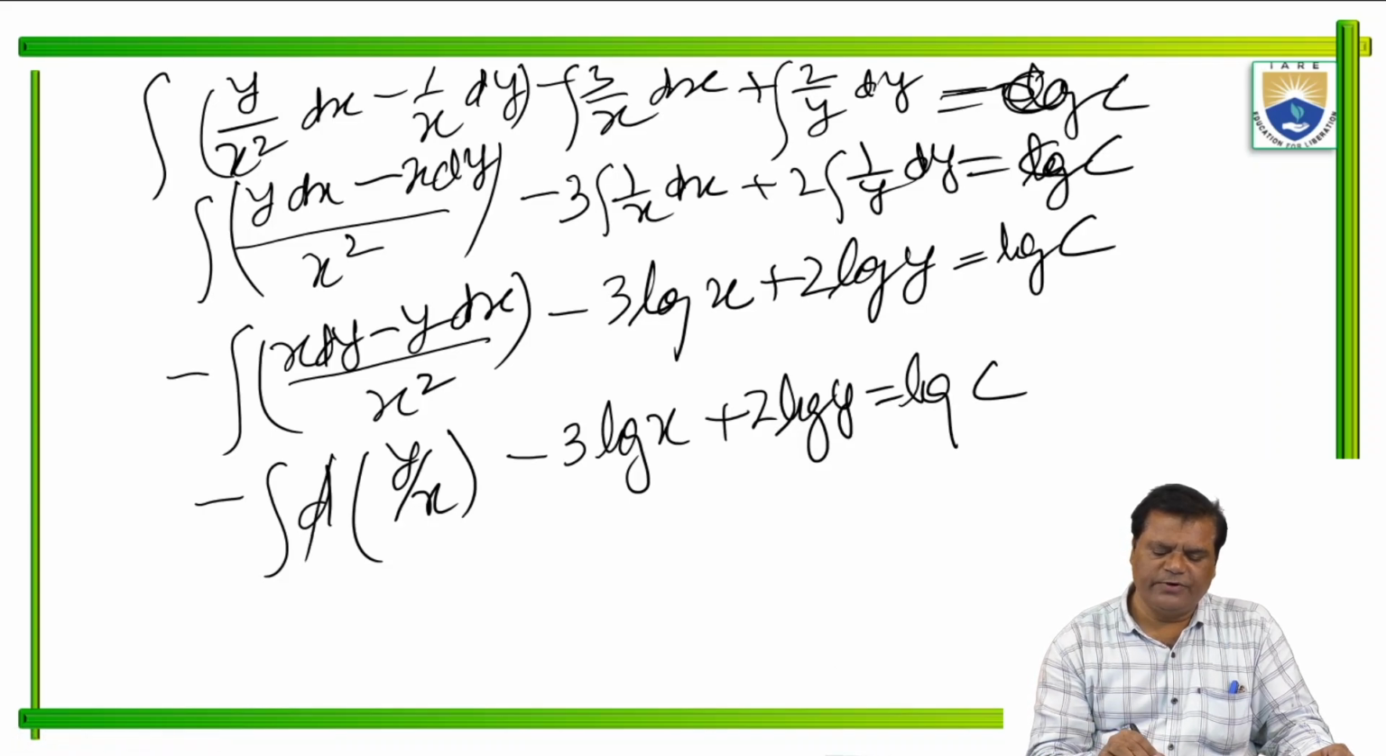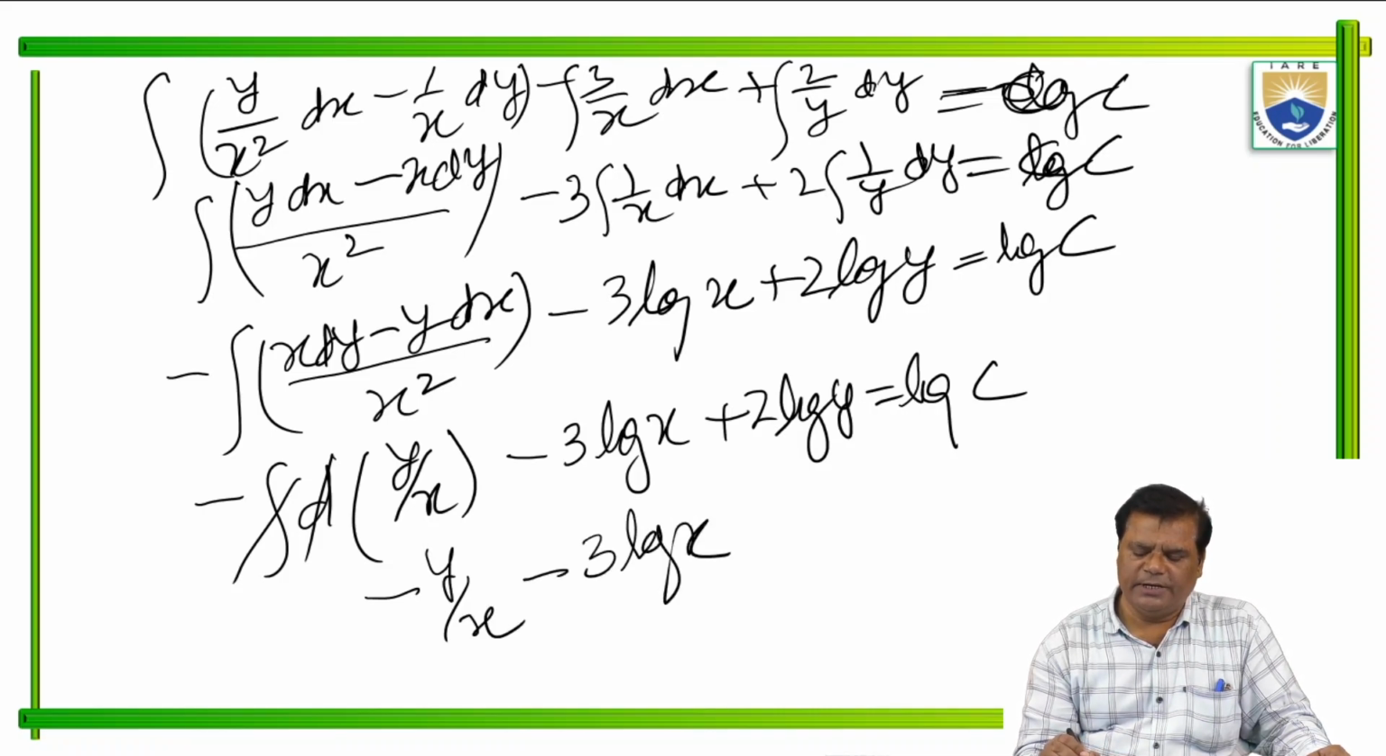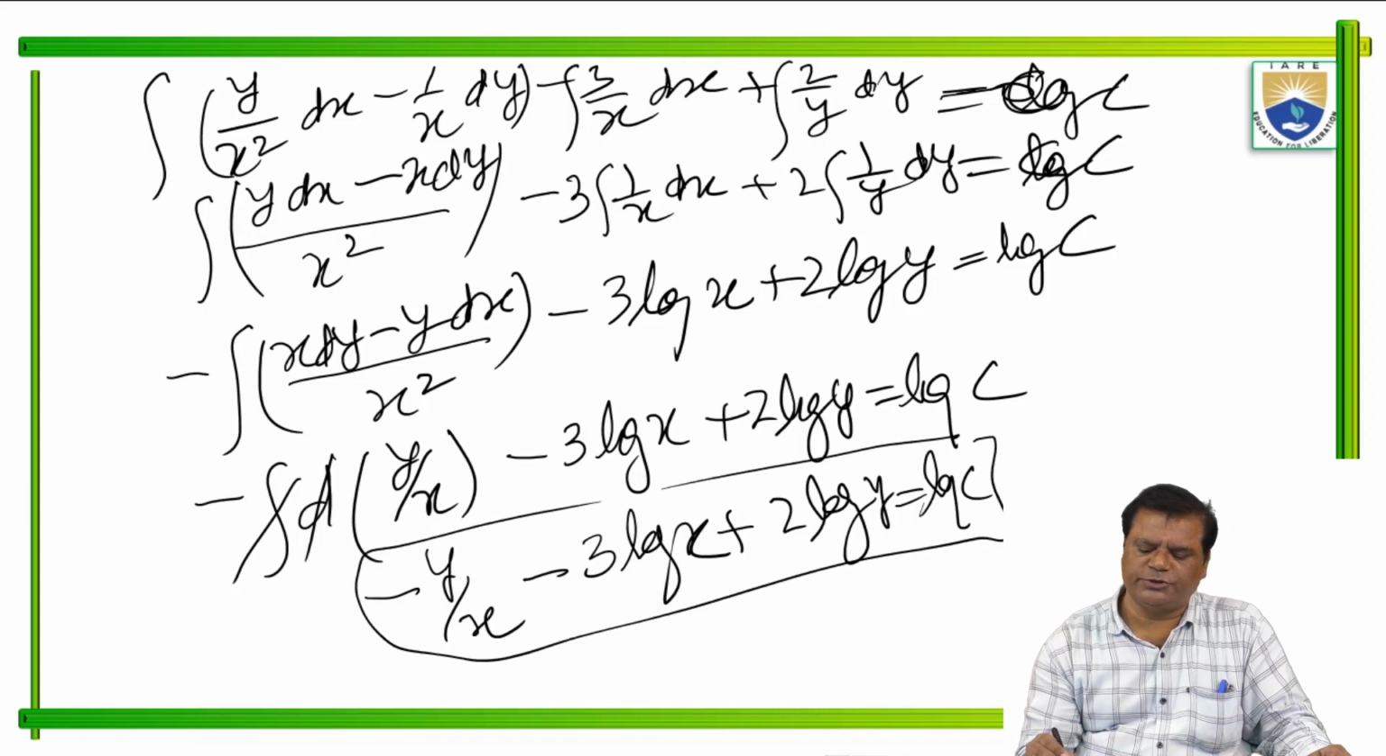So the differential is cancelled by the integral. So here it is y upon x minus 3 log x plus 2 log y equals log c. This is the complete solution of the question.